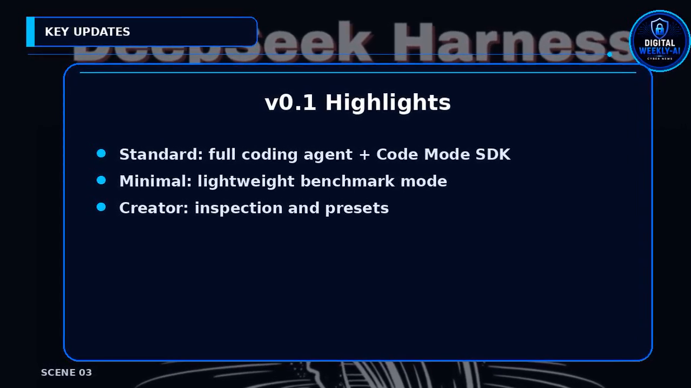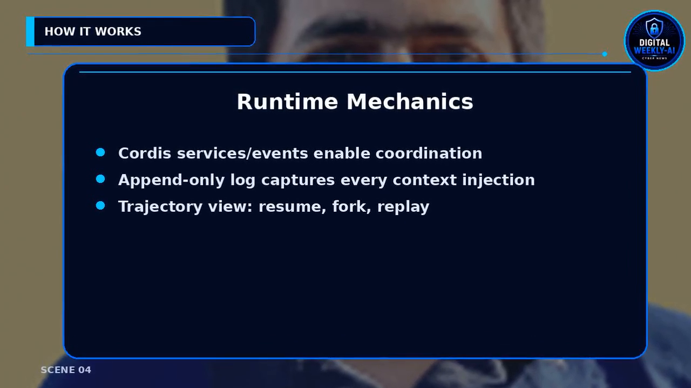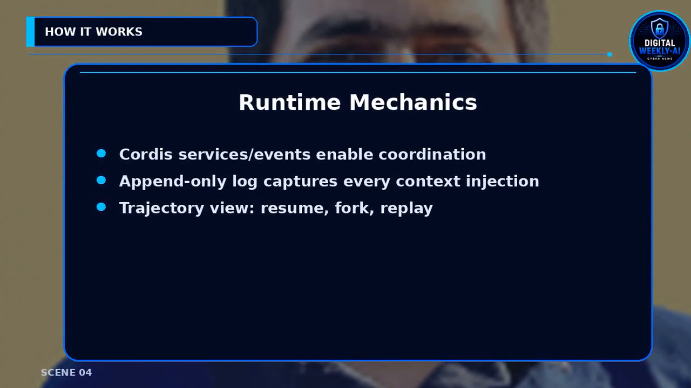Standard is a full coding agent with file editing, shell, search, planning, and workflows, and includes a code mode SDK for TypeScript. Minimal is for benchmarking with a persistent bash and simple editor. Creator adds runtime inspection and preset authoring. A Python SDK named deepseek-harness-SDK is included. Plugins cover models, tools, skills, sessions, sandboxes, storage, loops, scheduling, and the UI.